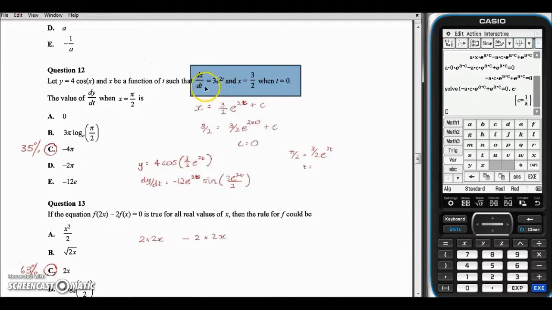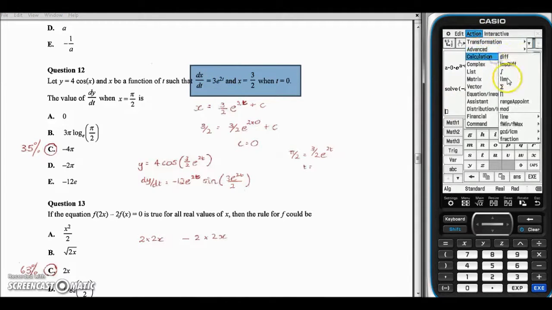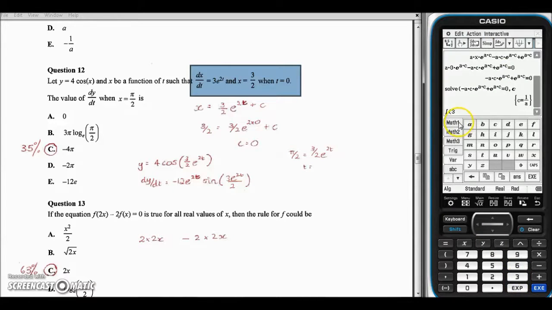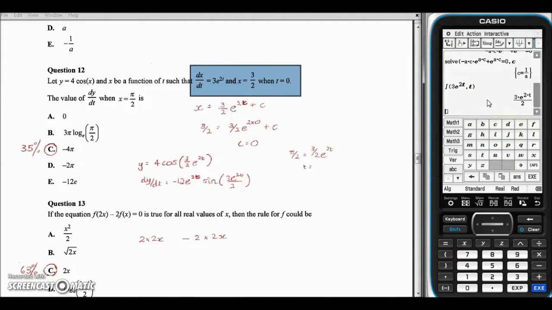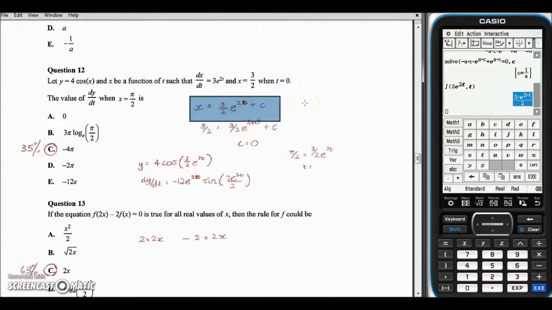So what we'll do is anti-differentiate 3e to the 2t, and that's pretty easy to do on the calculator. So 3e to the 2t. Now be careful here, if you're using t, you've got to tell the calculator that you want to anti-differentiate in terms of t. So we'll put a comma t, otherwise it wouldn't have worked. So 3e to the 2t on 2, and of course there's a plus c there. So x is equal to 3 on 2 e to the 2t plus c.